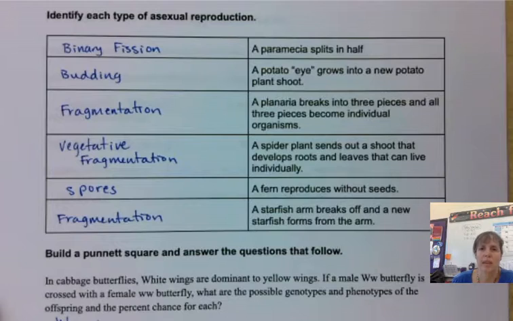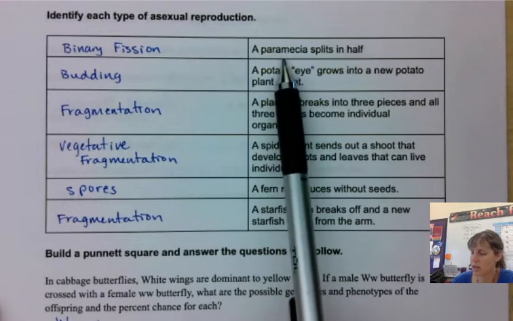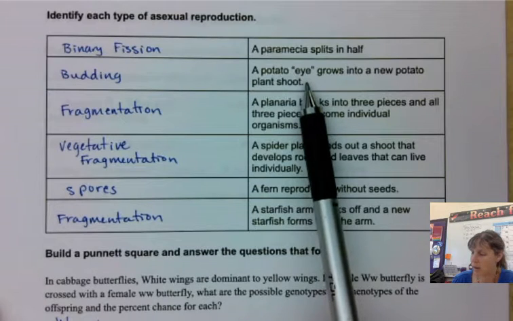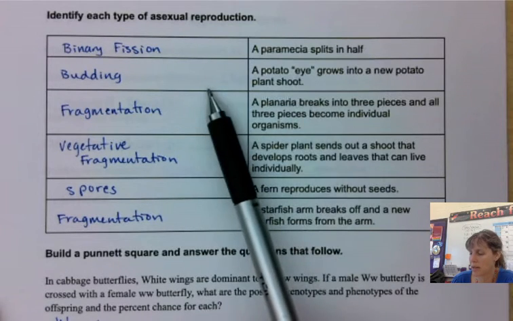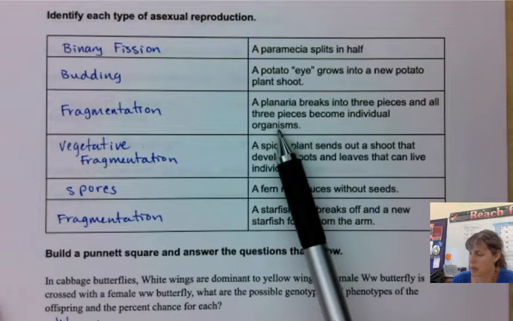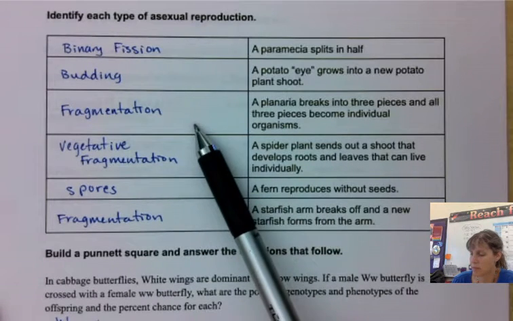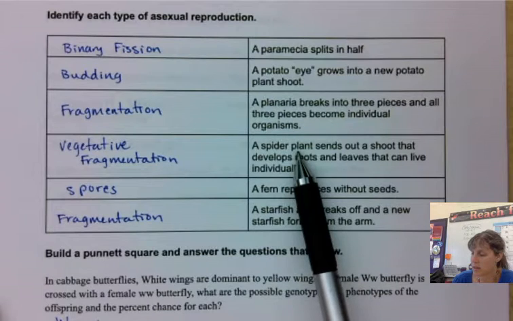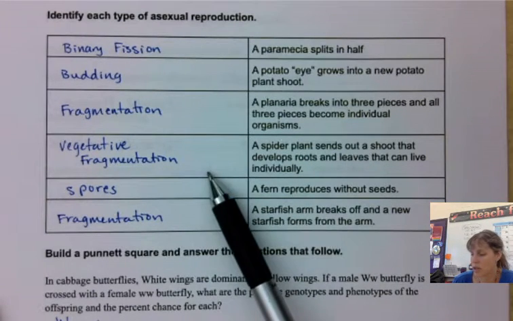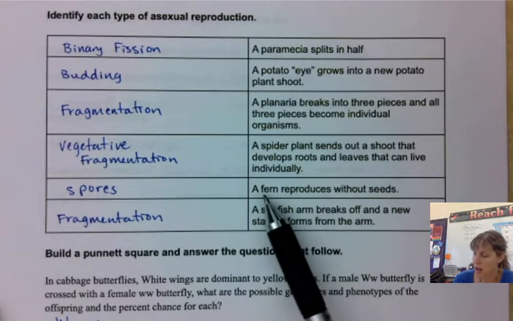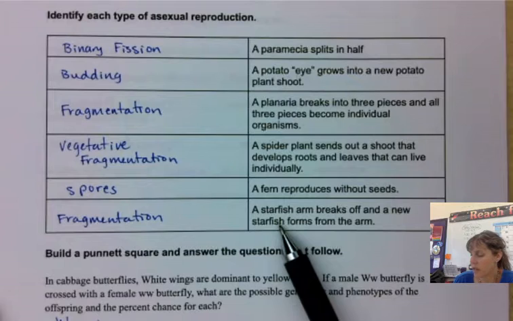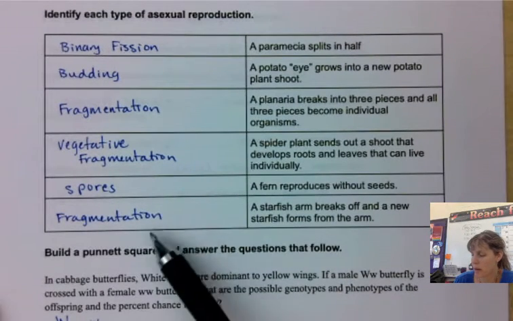Identify each type of asexual reproduction. Binary fission is a paramecia splits in half. The next example is a potato eye growing into a new potato, a plant shoot, and that's budding. Planaria breaks into three pieces and all three pieces become individual organisms. This is fragmentation. A spider plant sends out a shoot that develops roots and leaves that can live individually. This is vegetative fragmentation. A fern reproduces without seeds. This is spores.